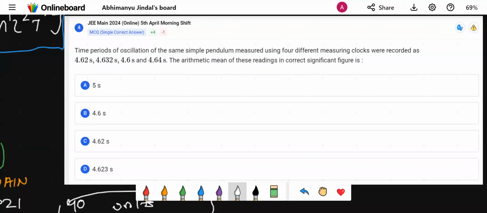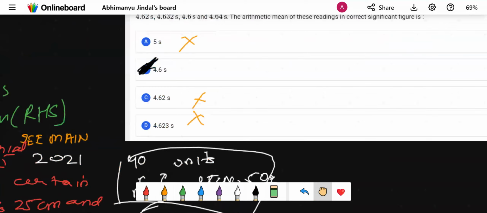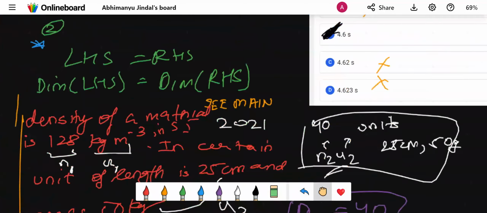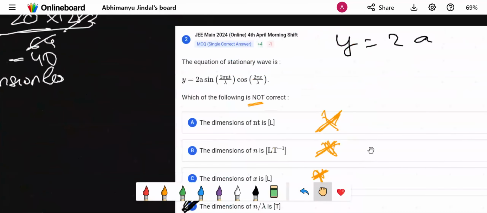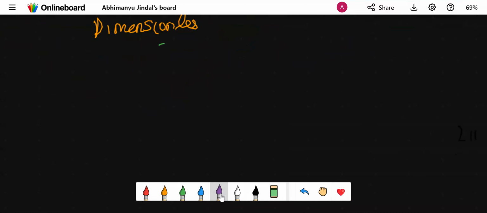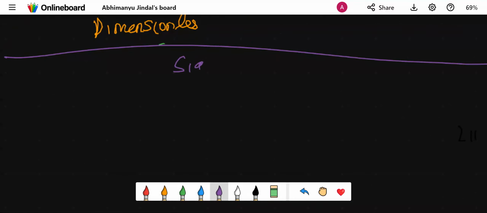So the average is... the minimum sig figs is in which you have to report your answer. It cannot be this, cannot be this, cannot be this. So obviously this one is the answer. Okay, and now let's move on to the next concept, which is sig figs. Sig figs. It's pretty important, and yeah, let's see.